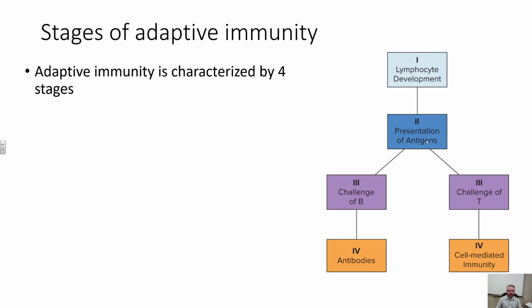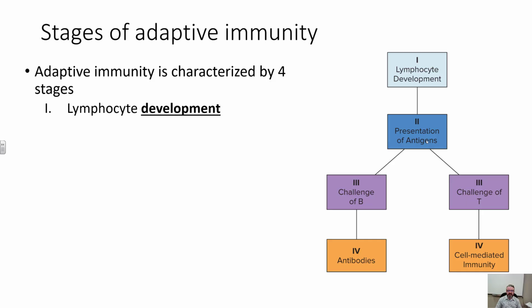Now, the way that the immune system works is that it goes through 4 major stages of this third line. So this is really just in reference to the third line. The first one occurs throughout your entire life, and more heavily so in the early stages of your life. And this is called lymphocyte development.